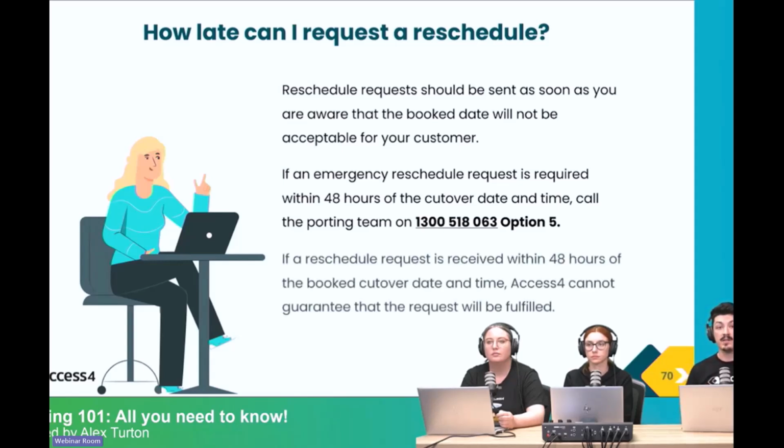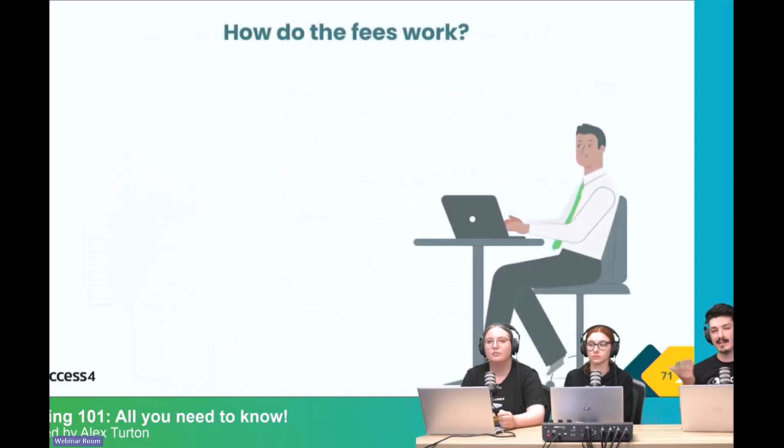Because there's a risk that if you leave it too late, sometimes the carriers don't acknowledge it and the cutover might still happen. So as soon as you know that you need to reschedule it, always send it through. And if it's within that 48 hours, make sure to give us a call straight away, and we should answer your call and sort it out for you, okay? And we can't guarantee, obviously, that it will be fulfilled, as it gets closer to the cutover every hour it goes, okay?